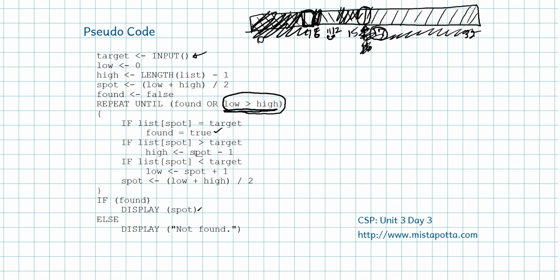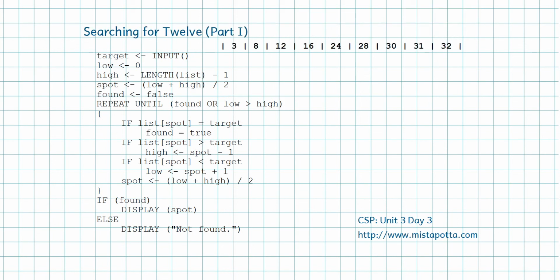So we're going to do two examples with this, just as we did in our last video. We're going to be searching for the number 12. So I'm looking for the number 12, and I'm telling the user, hey, look for 12. So 12 gets stored in target. Low is going to get 0.